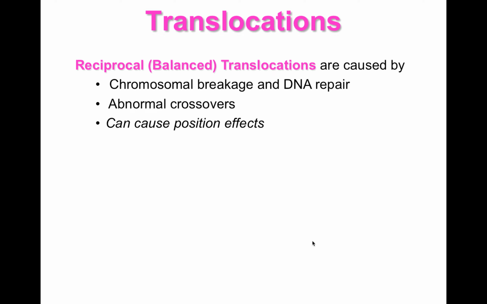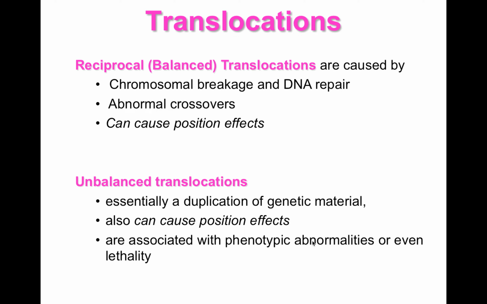Translocations can be reciprocal, often called balanced. They're caused by chromosomal breakage and DNA repair or abnormal crossovers, and they can cause position effect. Unbalanced translocations are essentially a duplication of genetic material. You break a piece of one chromosome off and attach it to another. They can also cause position effects, and they're often associated with phenotypic abnormalities or even lethalities.